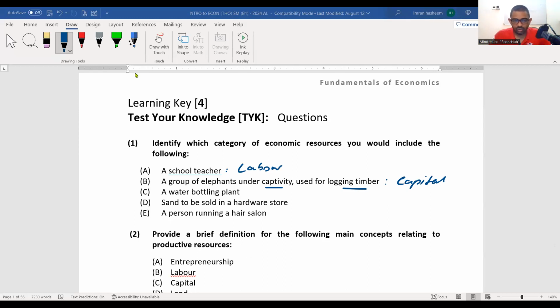Then water bottling plant. The focus is not on water. Water bottling plant. A factory. What is it? Yes, very good. The water bottling plant is capital. Sand to be sold in a hardware store. What is it? Very good.